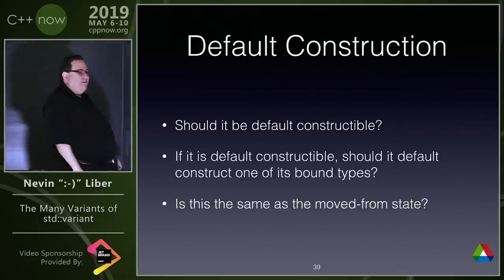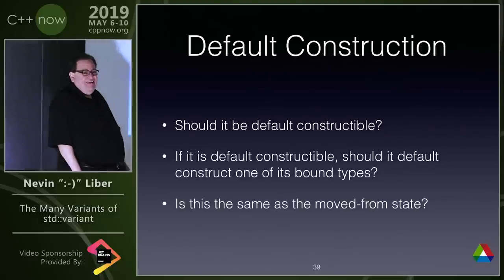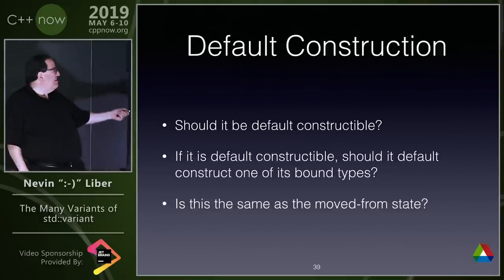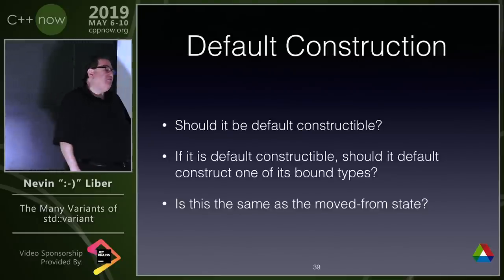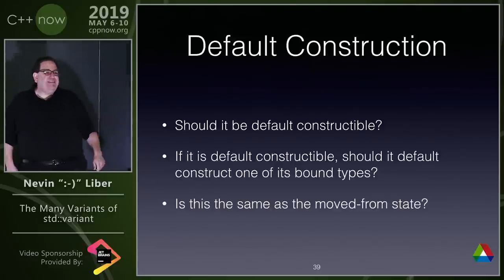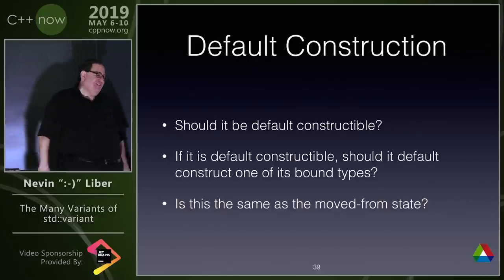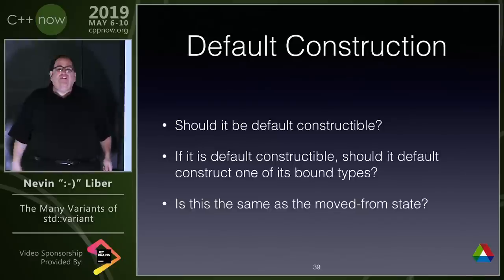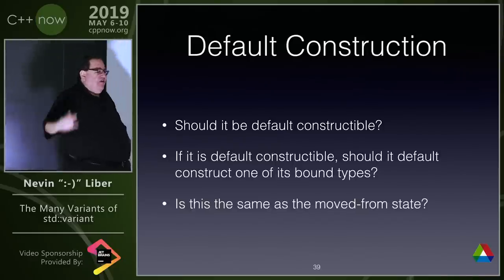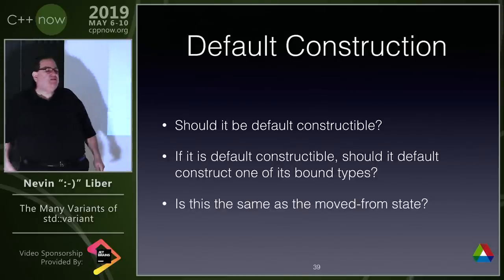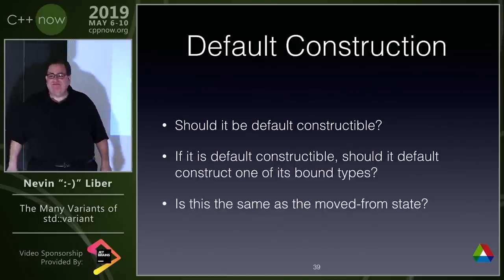Then we have default construction. Should a variant be default constructible? That turns out to be also a contentious kind of question. And if we do default construct it, what state do we construct it in? And is that state the same as the moved-from state of a variant? Because it's not at all clear that it should be. If you did variant equals A, which has a type A, and another variant equals std::move of the first variant, is there a moved-from variant state, or is it the moved-from A that it's storing?